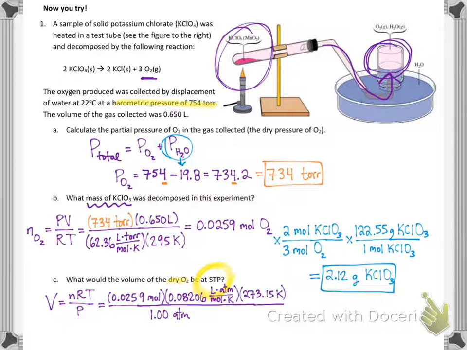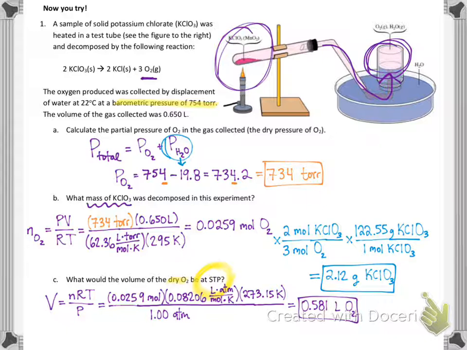This time, because we're working at STP, which is commonly given in atmospheres, we're using the tiny value of R, the 0.08206. But you don't have to. You could convert it to torr, as long as you're using the correct pressure for STP. So when you plug all the numbers in, you'll get 0.581 liters of oxygen gas. This is our dry oxygen at standard temperature and pressure.